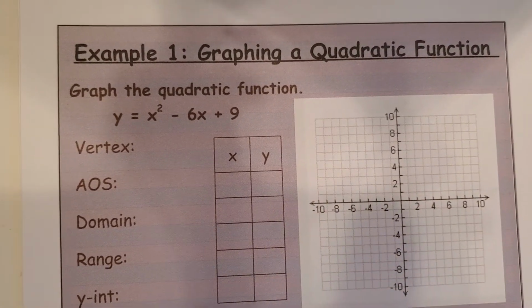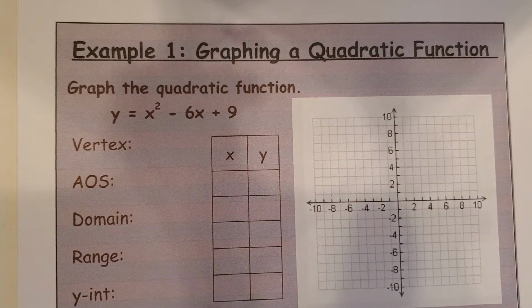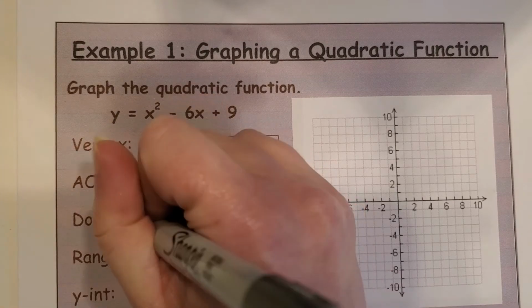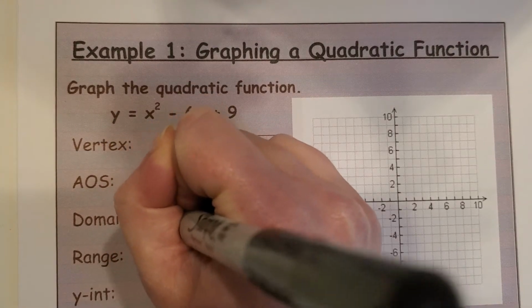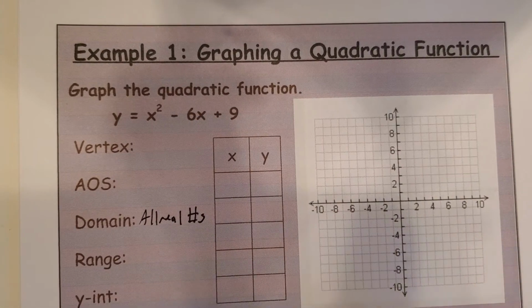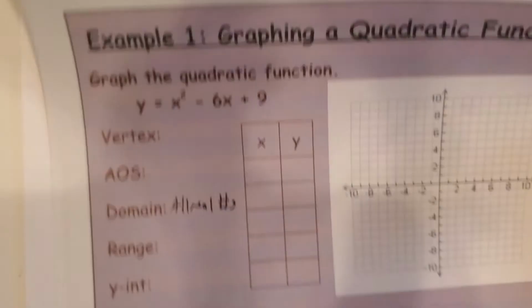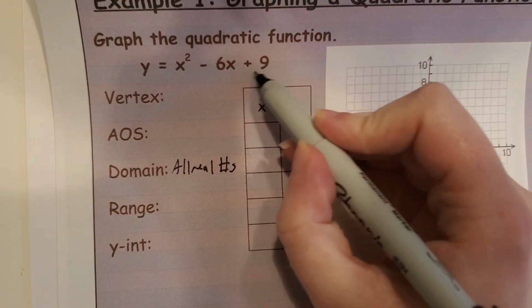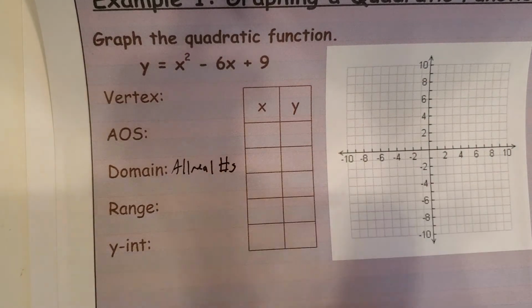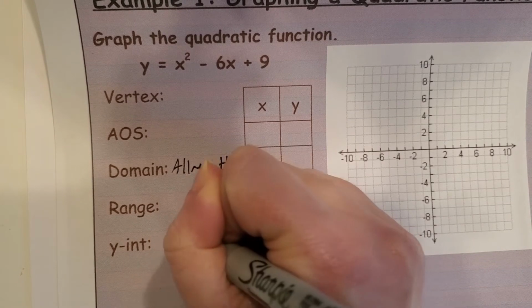So we're going to figure out most of these features first. Domain is all real numbers. We can just get that out of the way because that's always going to be true. Y-intercept is pretty easy because, like we just said, it's from this final c value. Because we're talking about an intercept, I am going to look for it written as an ordered pair. So it's going to be (0, 9).